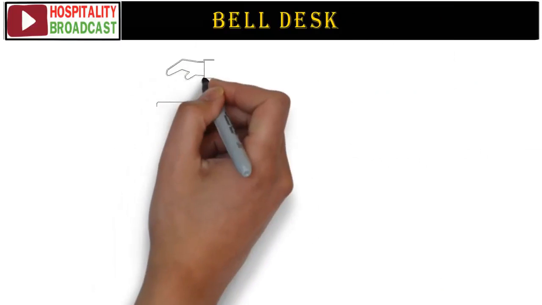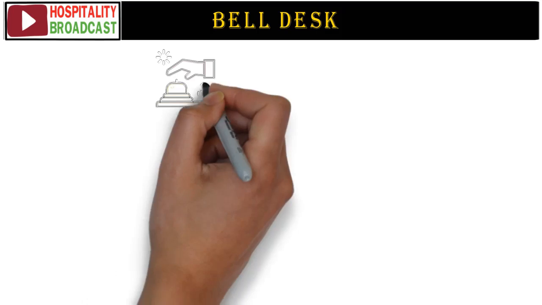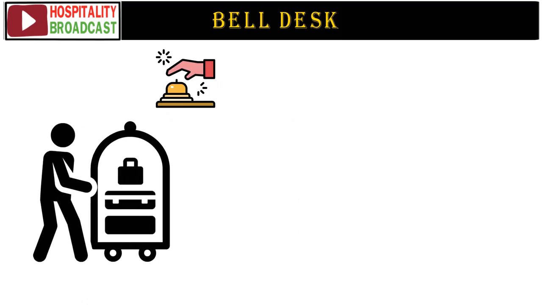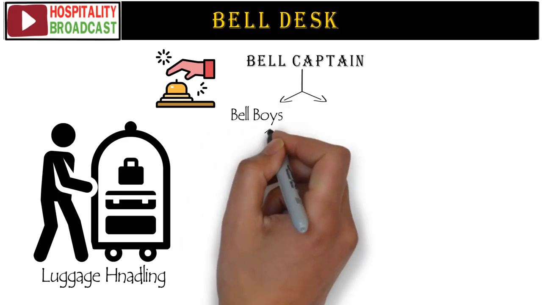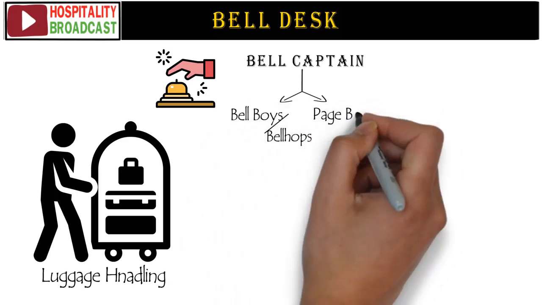Next is bell desk. It is located very close to the main entrance of the lobby. This section is mainly responsible for luggage handling of the guest during check-in and check-out. It is headed by the bell captain followed by bellboys, also called bellhops and page boys.